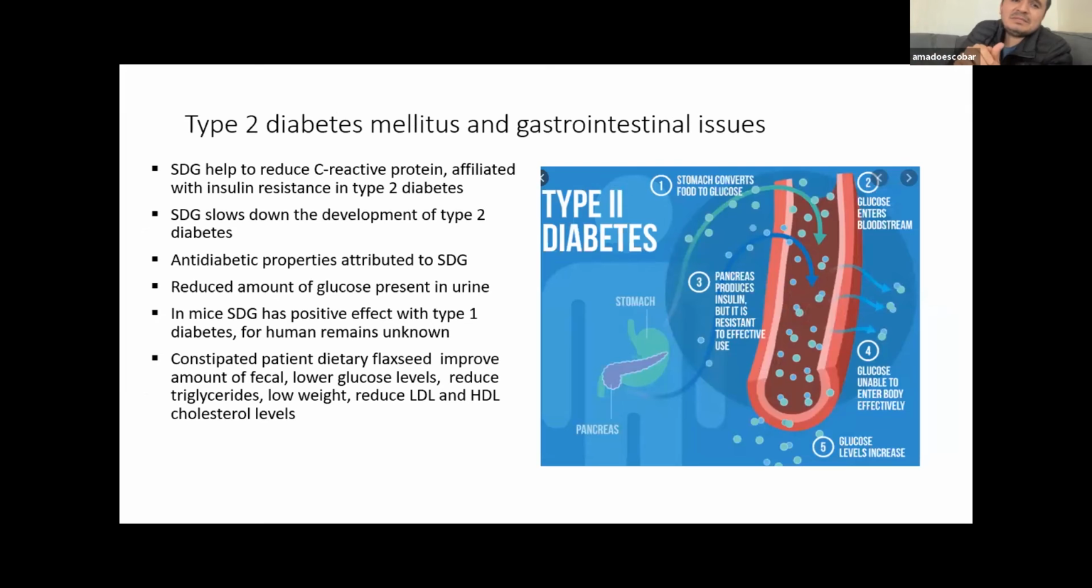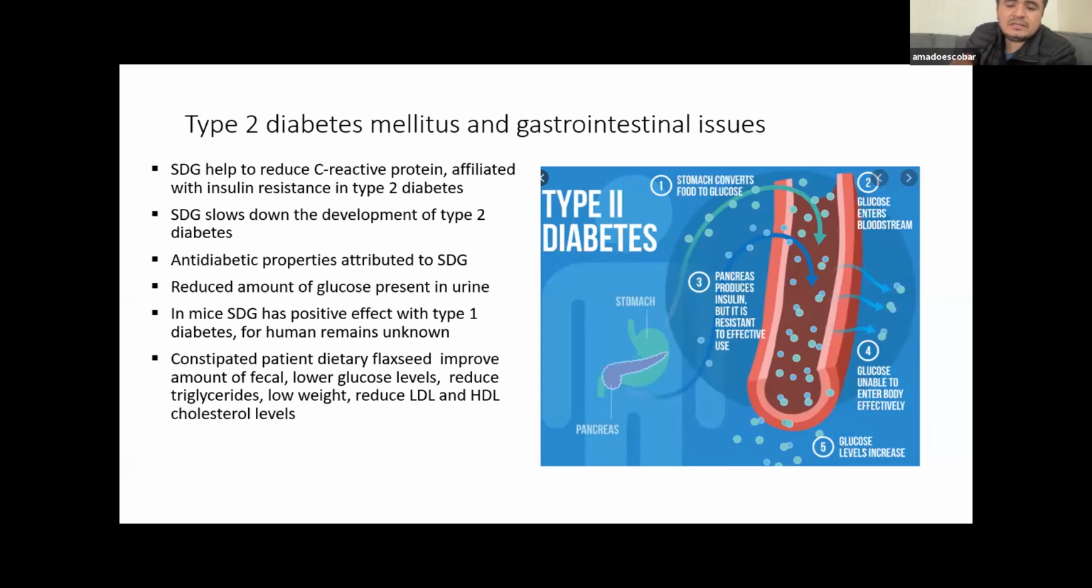So flaxseed on type 2 diabetes. The research shows that SDG helps to reduce the C-reactive protein, which is associated with the insulin resistance in type 2 patients. This is how flaxseed helps. Also, SDG slows down the development of type 2 diabetes when an individual has a diet of flaxseed. In the studies, they also found that flaxseed reduced the amount of glucose present in the patient's urine.